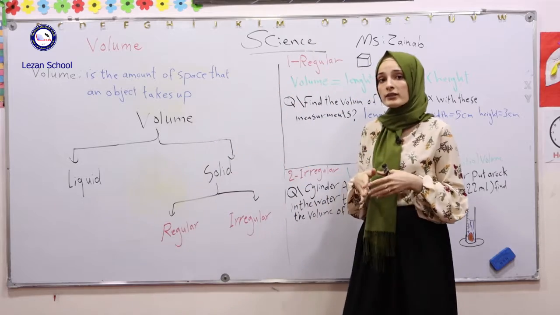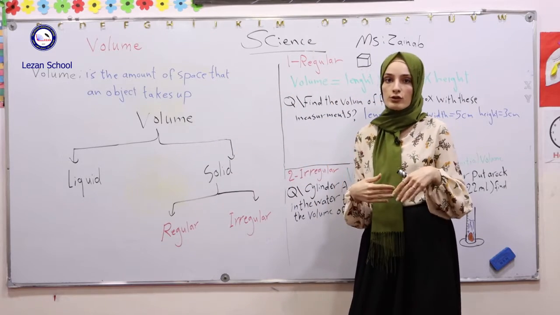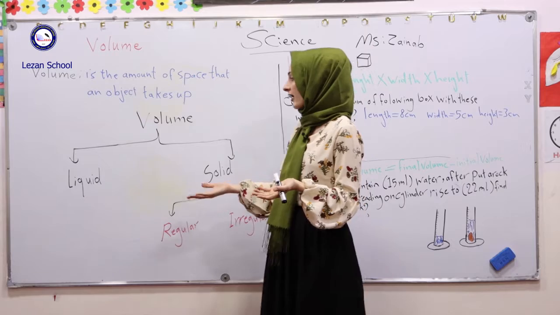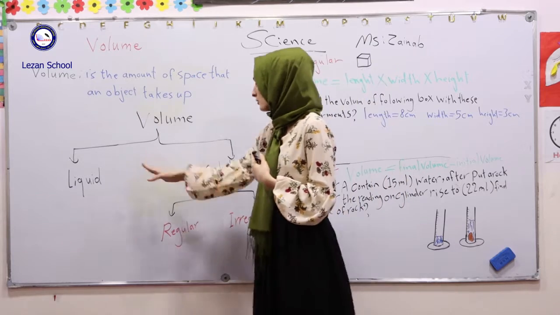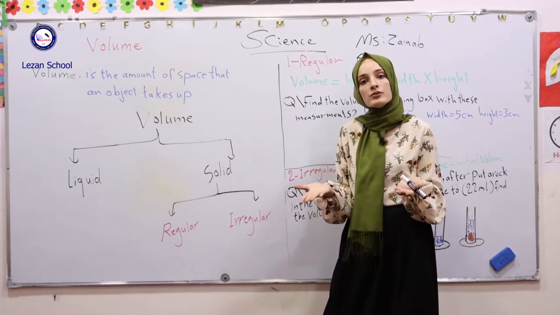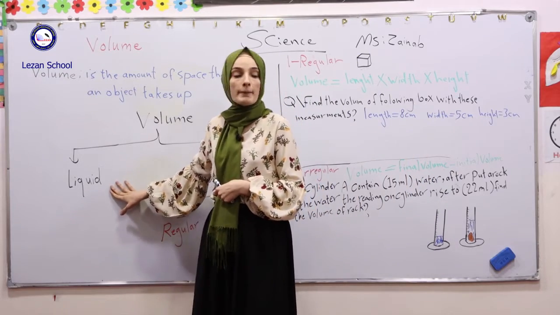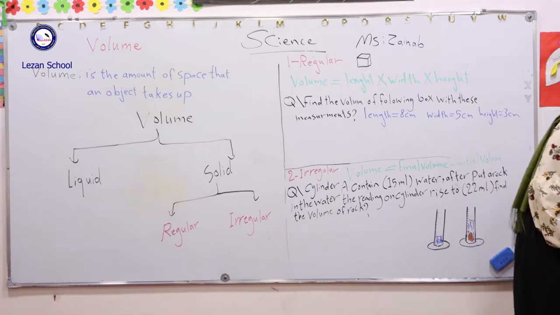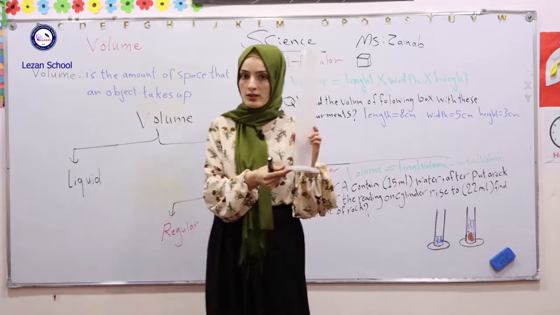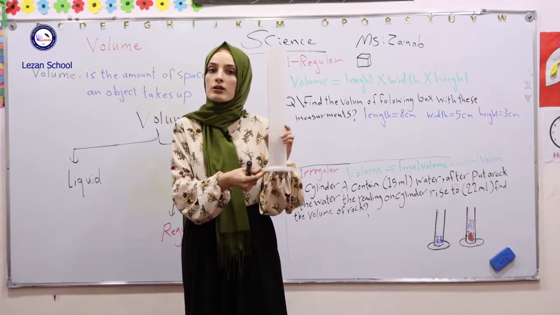How can we find the volume? We have different types of volume. For example, we have liquid and we have solid. How can we find the volume of liquid? We can find the volume of liquid by using the graduated cylinder. We have a graduated cylinder. What do we use it for?